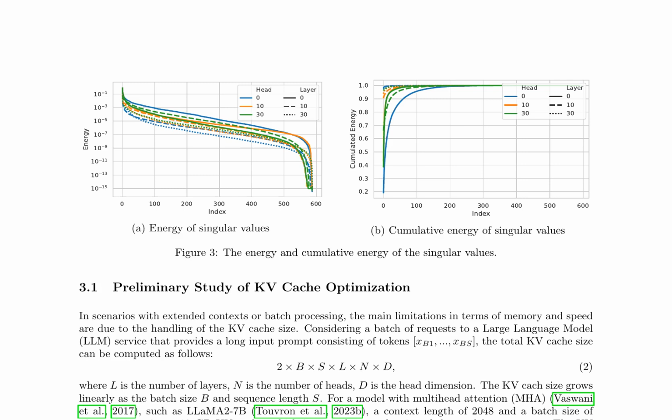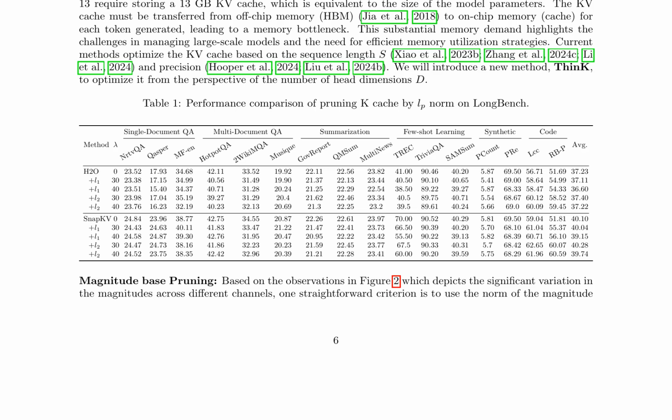The paper also presents a preliminary study of KV cache optimization, highlighting the challenges in managing large-scale models and the need for efficient memory utilization strategies. Current methods optimize the KV cache based on sequence length and precision, but the authors propose a new method, ThinK, to optimize it from the perspective of the number of head dimensions. A performance comparison of pruning K cache by LP norm on LongBench is provided, showing varying results across different methods and benchmarks.